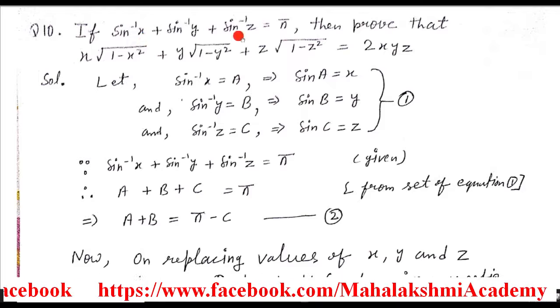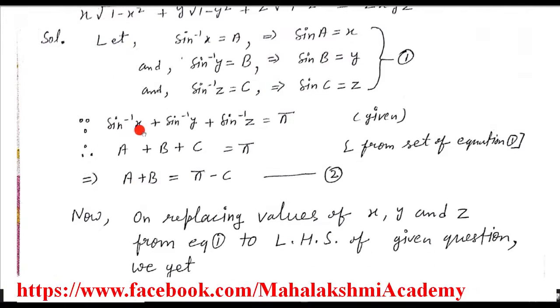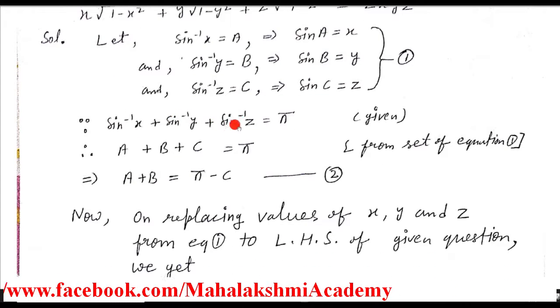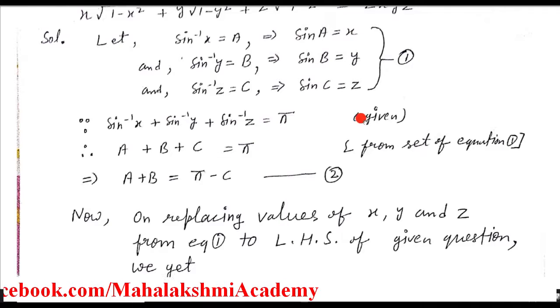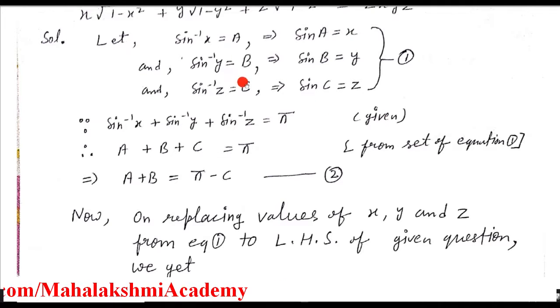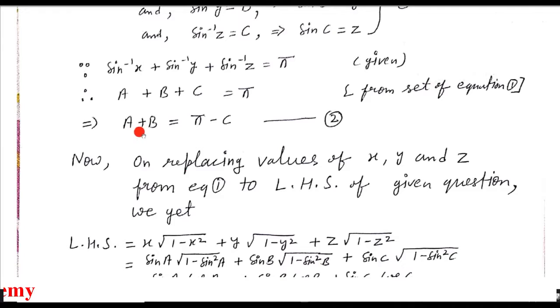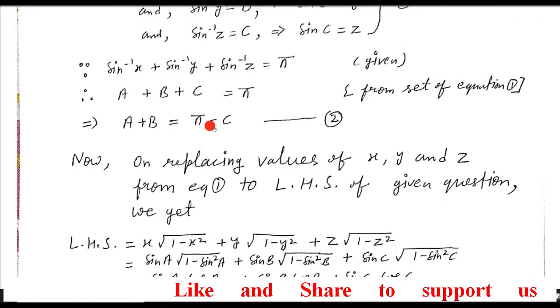Now we'll start with the given condition, that sine inverse x plus sine inverse y plus sine inverse z is equal to pi, and we replace the substitutions. We assume this as A, this as B, this as C. From here I calculated A plus B because I thought we'll need it. In the same way we can need B plus C also, any two combinations. So when we need it, we will use it from this equation.